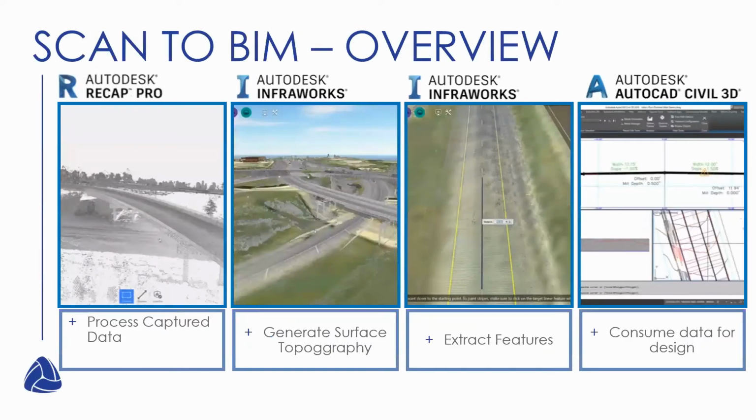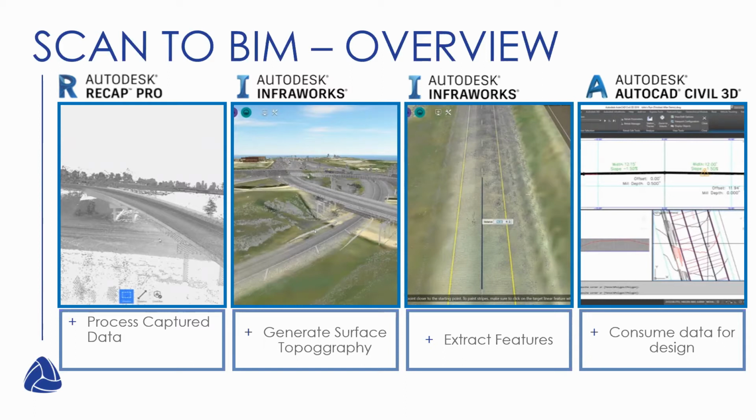So just to continue on with that workflow. We firstly start by processing the captured data. After we've gone to site, we've performed our scans, we then go back to the office. We take our information and our scans into Recap to process, register, and export that data. So we usually export it in the form of an RCS for use in InfraWorks. In InfraWorks, we can then generate surface topography from these point clouds.